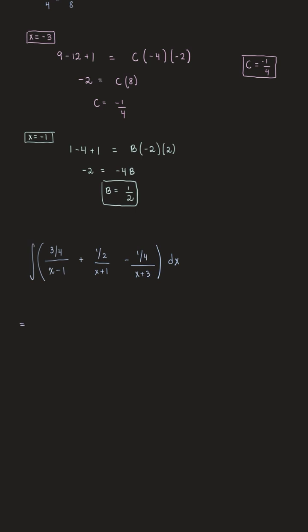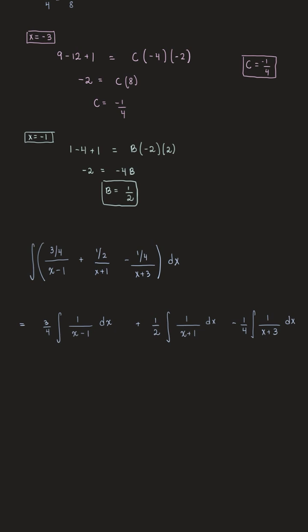But I'm going to split this up into 3 separate integrals. And for each one, I'm going to pull out the constant. So for the first one, I'm going to take out the 3/4 and write 3/4 integral of 1 over x minus 1 dx. The second integral will be 1/2 integral of 1 over x plus 1 dx. And the third one, -1/4 integral of 1 over x plus 3 dx.